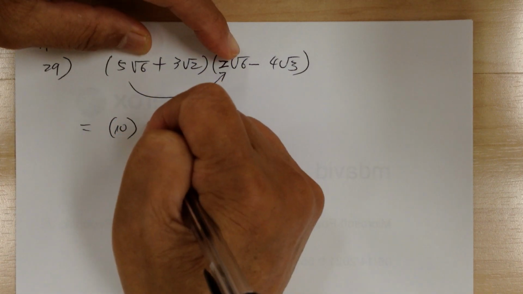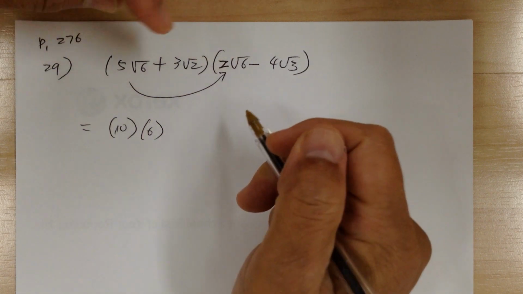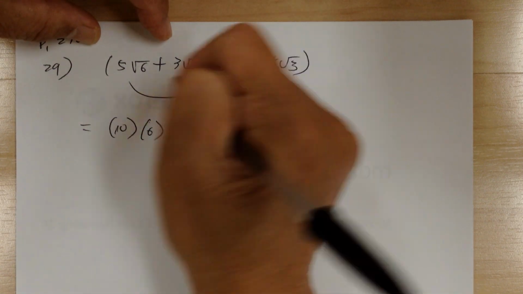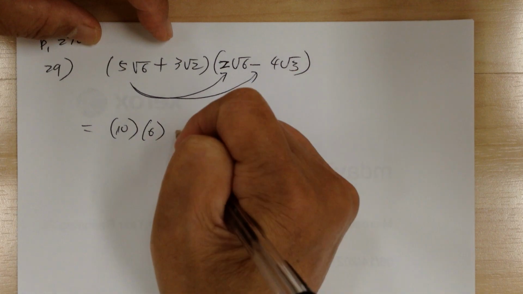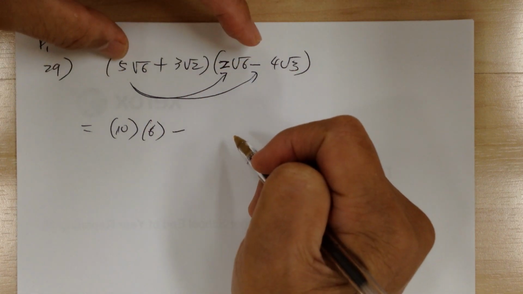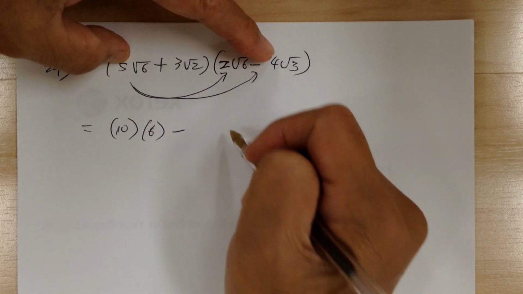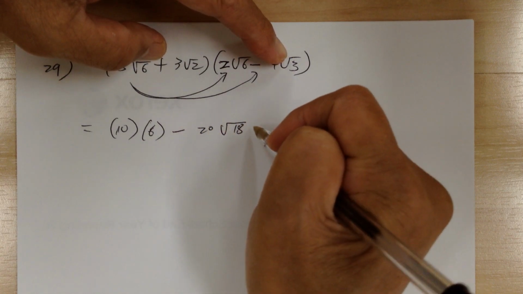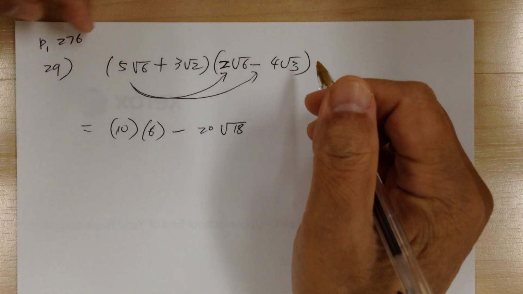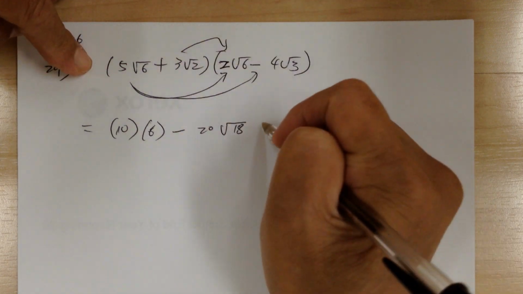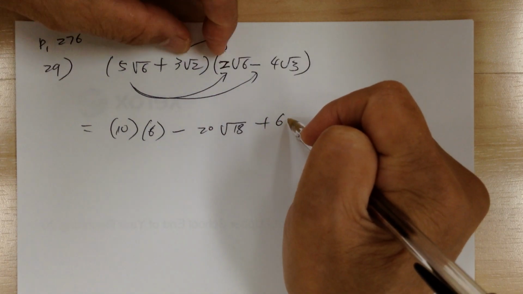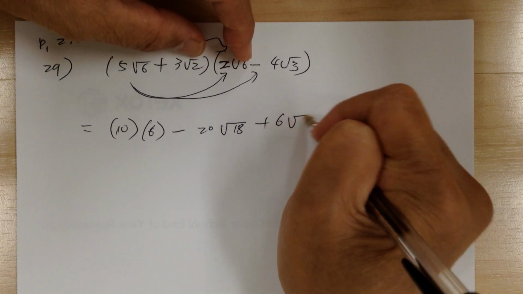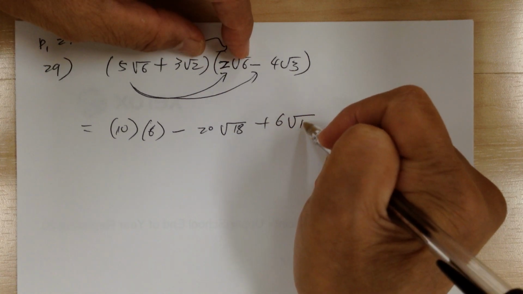Radicand times radicand will give you a 6. Okay, so that takes care of the first term. Then you do the next one, so it'll be minus. 5 times 4 will give you 20, and this will give you square root of 18. And when you're done, you do the top, so it'll be plus 6. Integer is 6, and the radicand is 12.